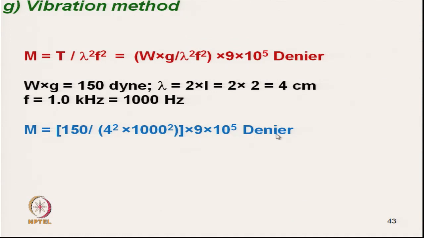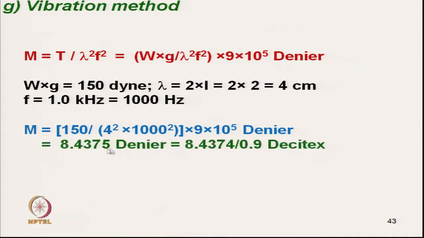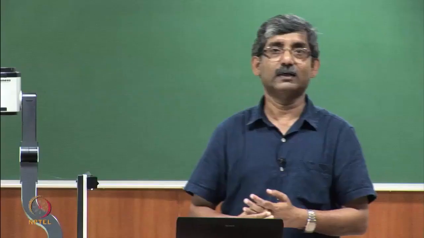If we get this value, it comes out to be 8.4375 denier. This is in denier, and to convert from denier to decitex, we divide by 0.9. So we get the decitex of the fiber as 9.375. This is the way we can calculate the fineness of the fiber in decitex.